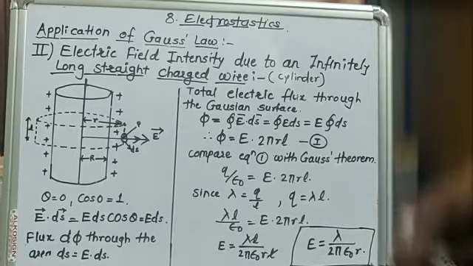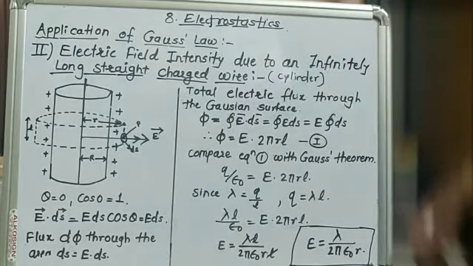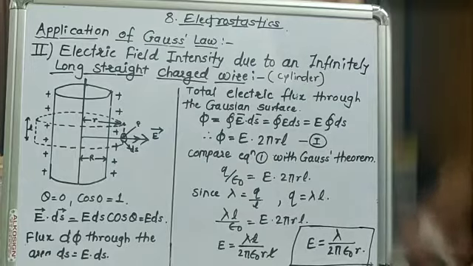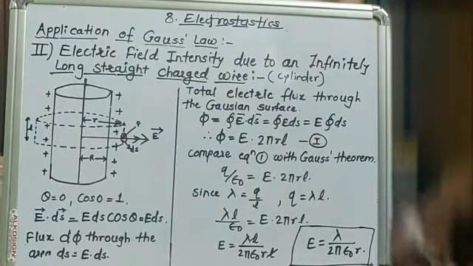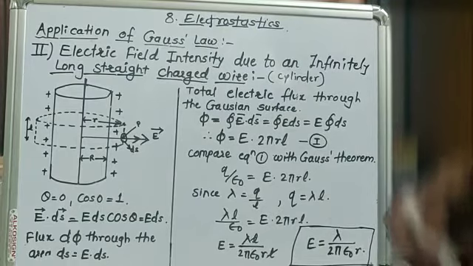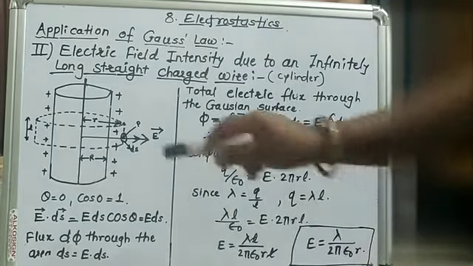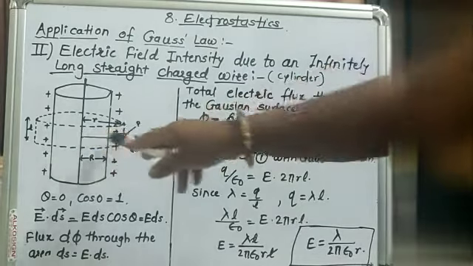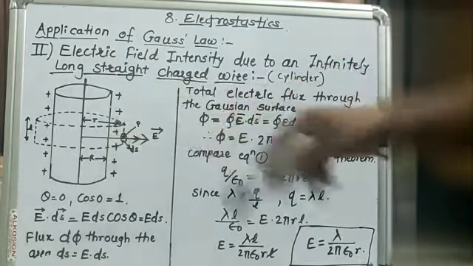Because we take a wire or cylinder, the charge density is the linear charge density, denoted by the symbol lambda. Lambda is called the linear charge density, whose definition is q upon L, meaning charge per unit length. Now we find the electric field intensity at point P at a distance r from this wire.